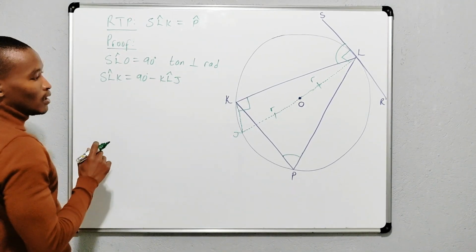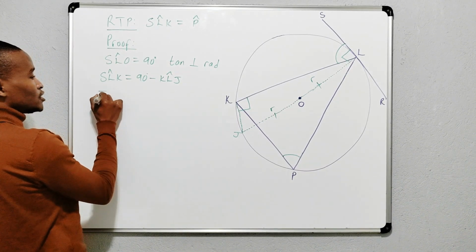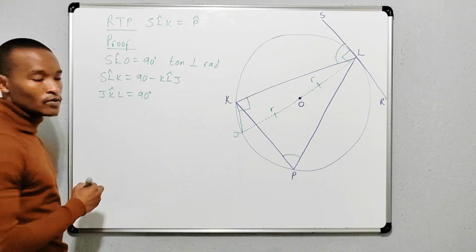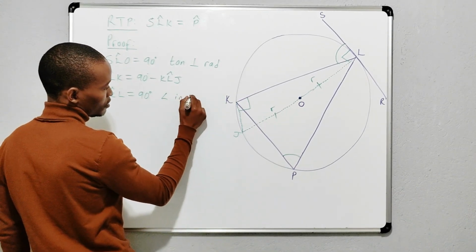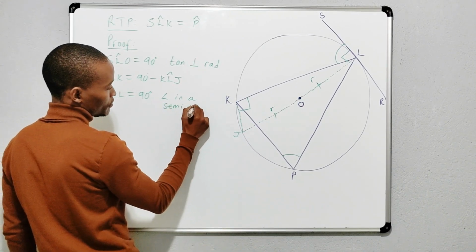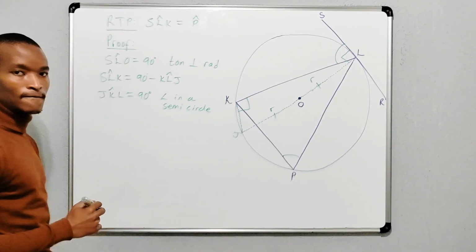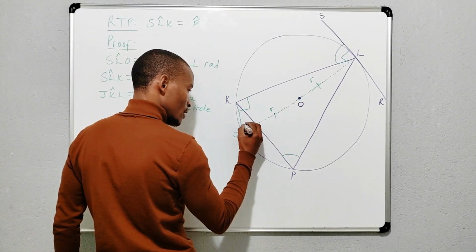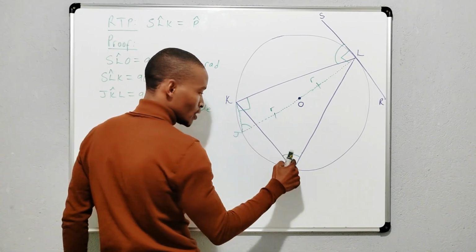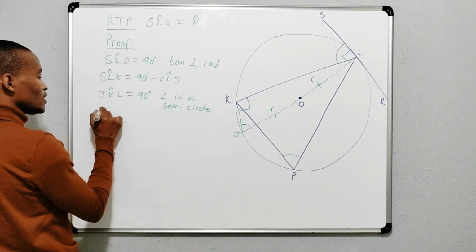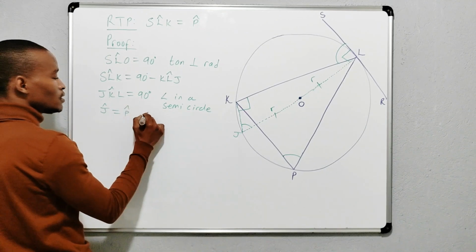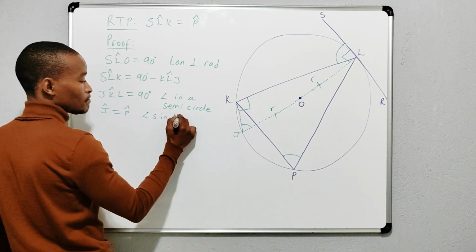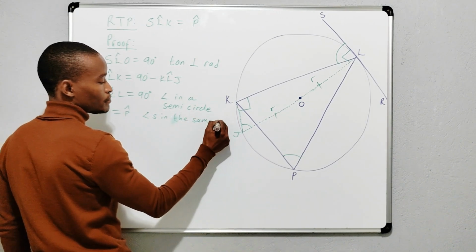Right? Now we know that angle JKL is equal to 90 degrees. Why? Angle in a semicircle. Okay, but angle J is equal to angle P. Angle J is equal to angle P. Angles in the same segment.